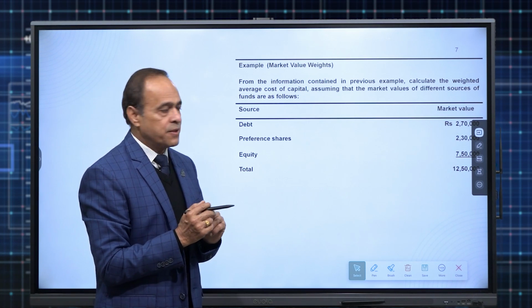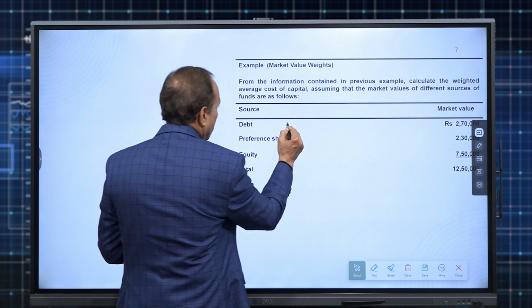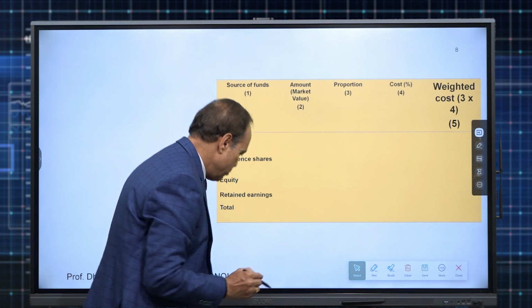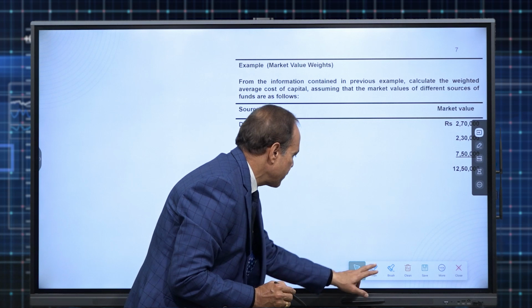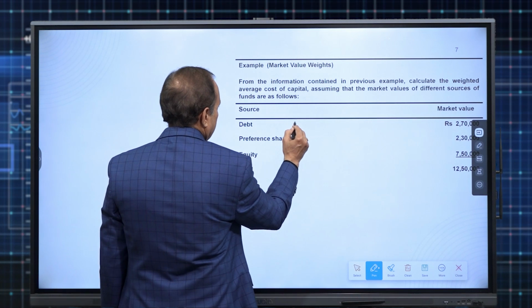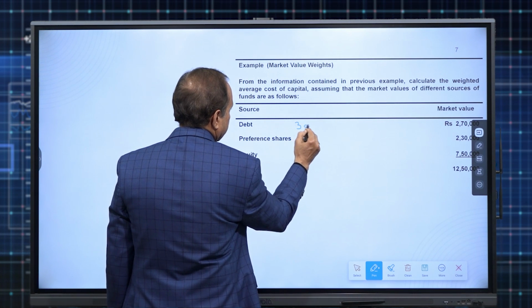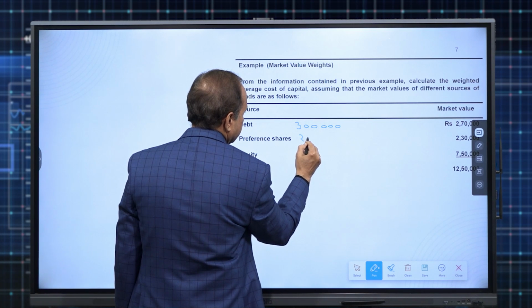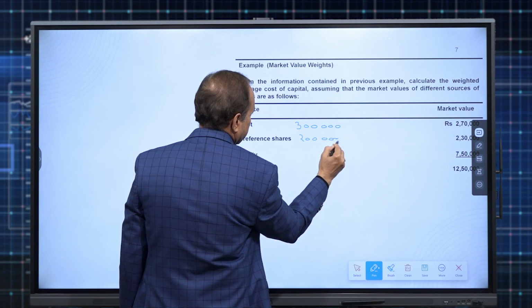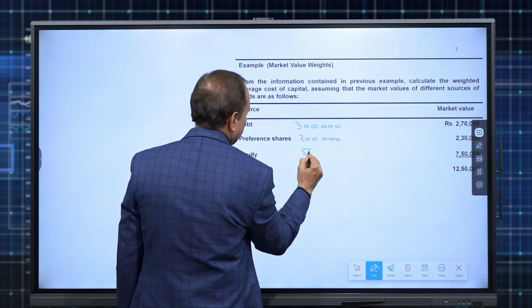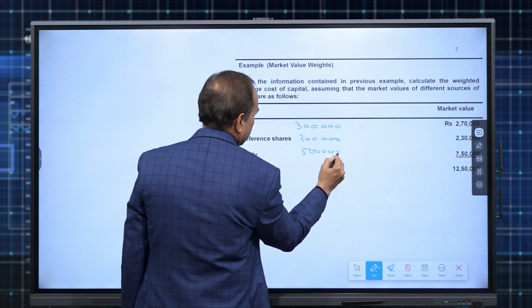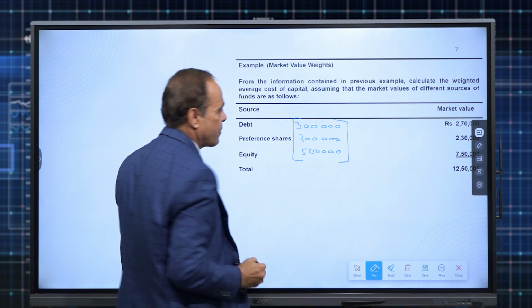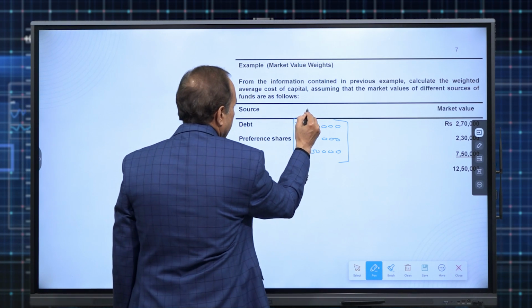Same example is there. We were given the book value of debt, which was 3 lakh. Book value of preference was 2 lakh. And book value of equity was 5 lakh. So those were the book values given to us.